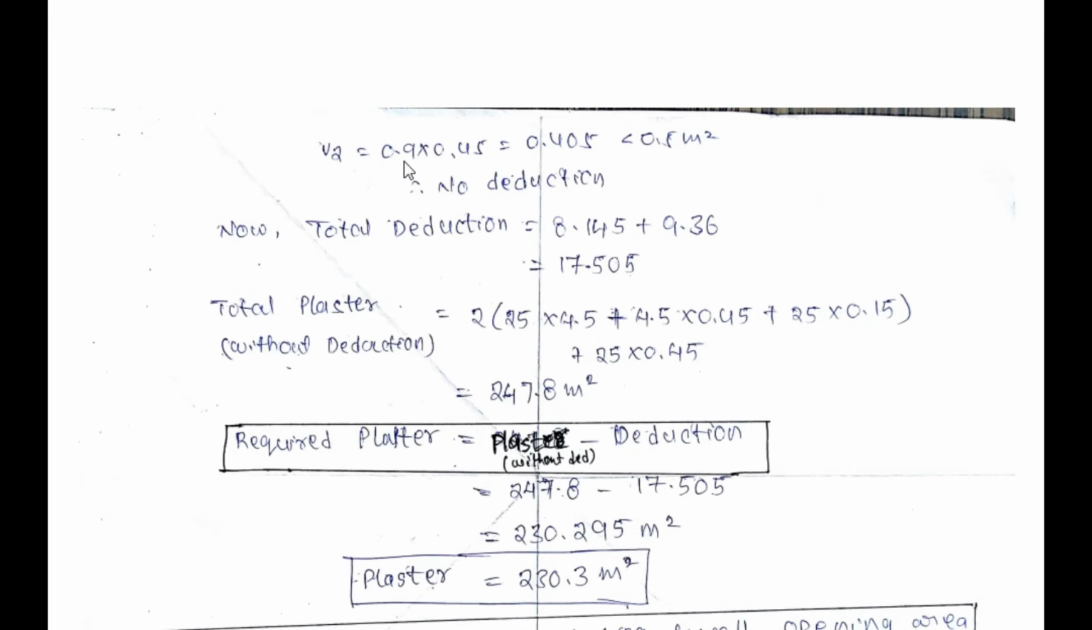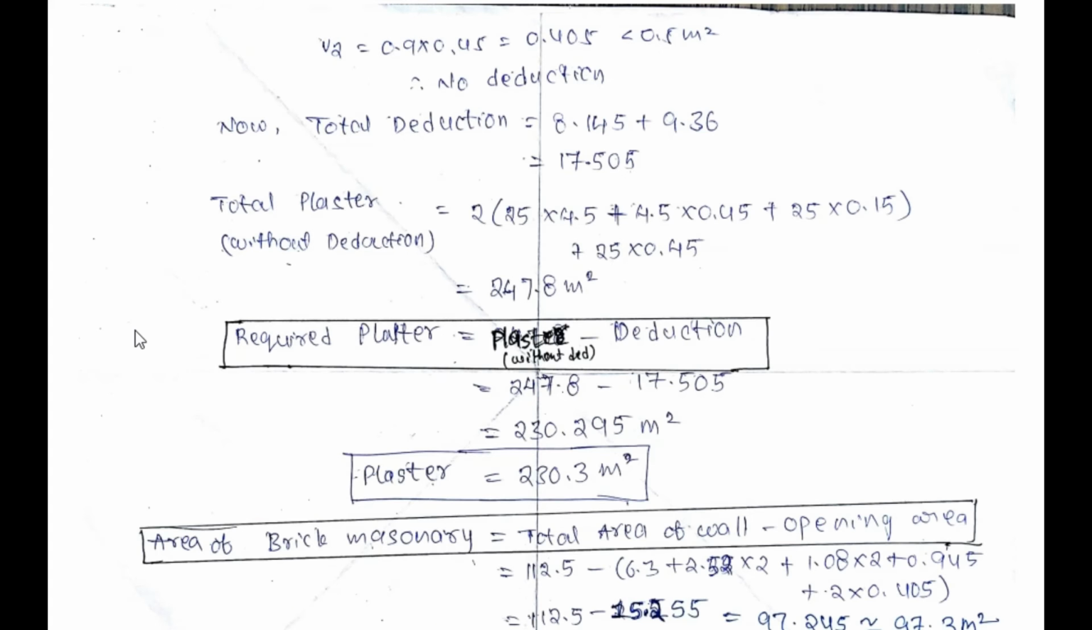Now let's see how many openings have a dimension of less than 0.5. V2 has a breadth of 0.9 and a height of 0.45. If you multiply these two values, you will get 0.405 meter square, which is less than 0.5 meter square. So we don't need to deduct it, because for an opening area of less than 0.5 meter square, the deduction is 0.